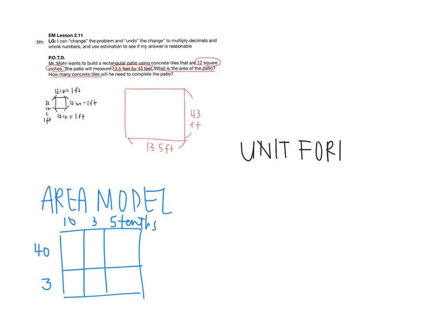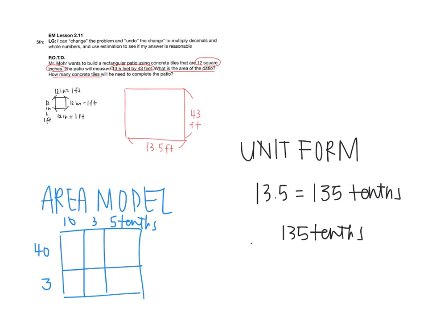Yes? We've also learned how to use unit form. And unit form is when we say, instead of 13.5, we can call it 135 tenths. So we could do 135 tenths times 43. And this is like what we did in yesterday's lesson. Yes? Okay, go ahead and choose which of these two methods you would like, and either complete your work or use the other one to check your work.